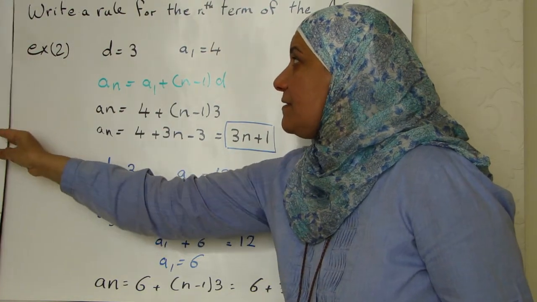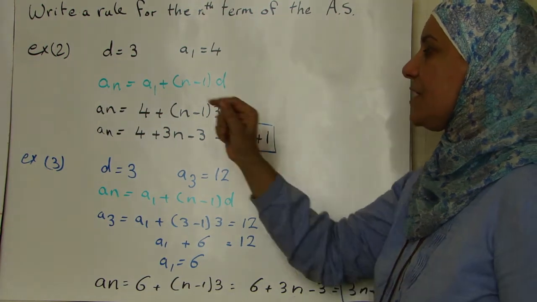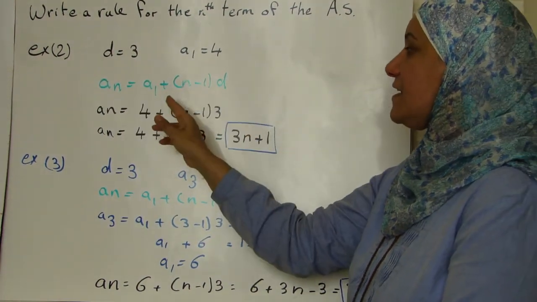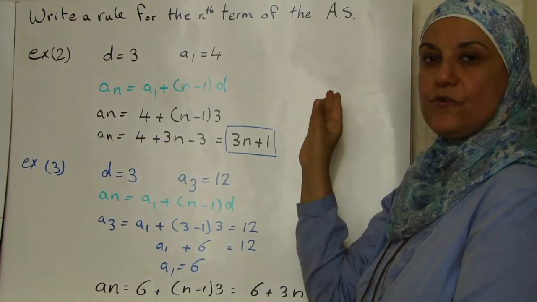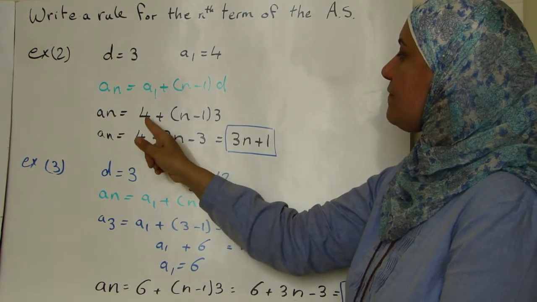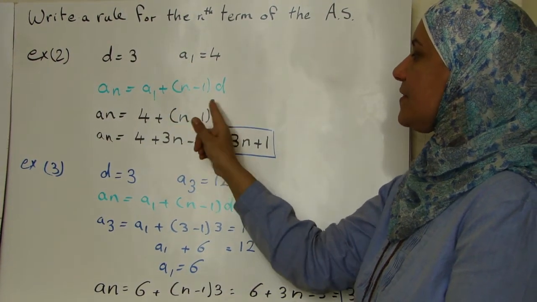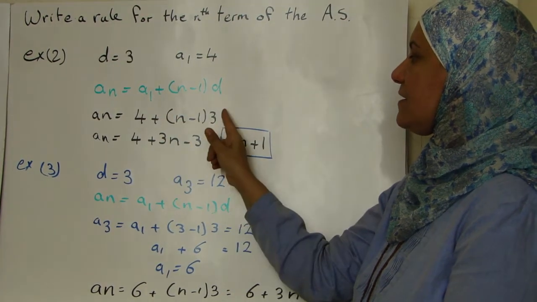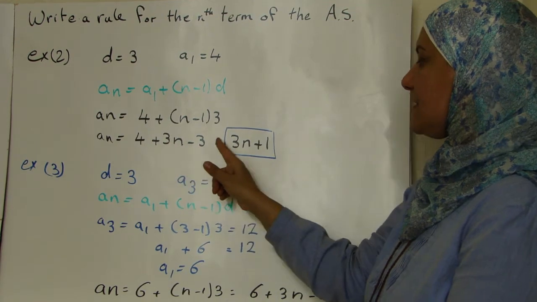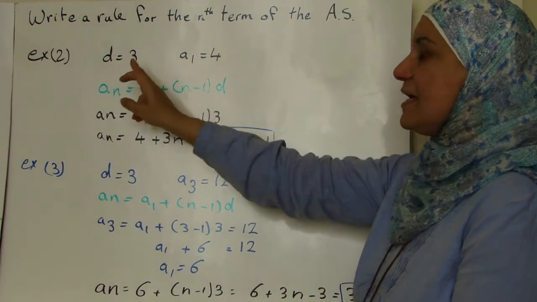Now let me write a rule for the nth term of an arithmetic sequence. If I know the d and I know the a1, it is very easy, just plug them in and you've got your rule. a_n equals 4 plus n minus 1 multiplied by 3. Now 3 times n, 3n, minus 3. 3n plus 4 minus 3 is plus 1. So that's my rule, knowing the a1 and the d.